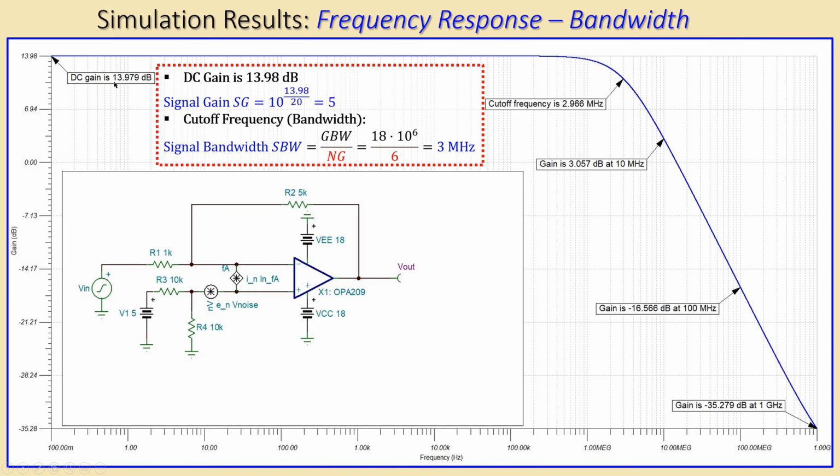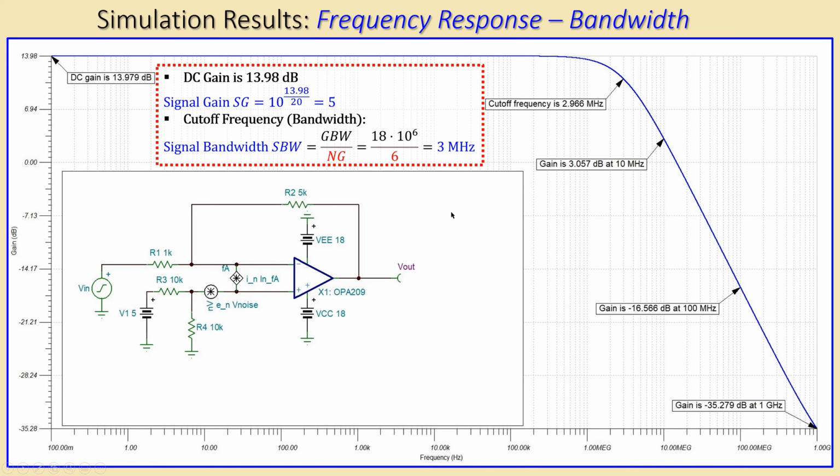We have here approximately 13.98 dBs, and if you now convert this dB expression for the DC gain into a scalar form, you will have very close to 5, and that is a confirmation that our signal gain is correct also in the simulations. The cutoff frequency I've calculated already, that was 3 megahertz, and we see that this is 2.966 megahertz, which is very close to what we have calculated. So that result is also very nice.